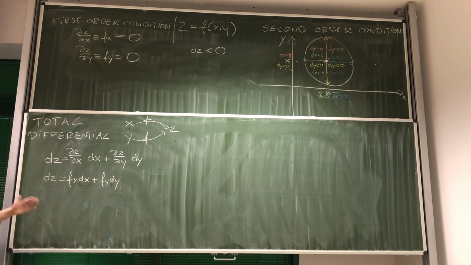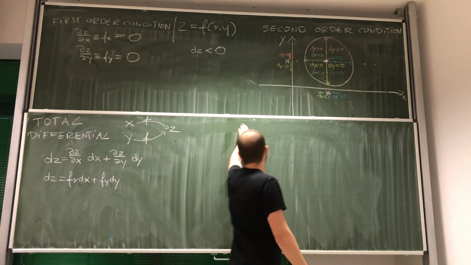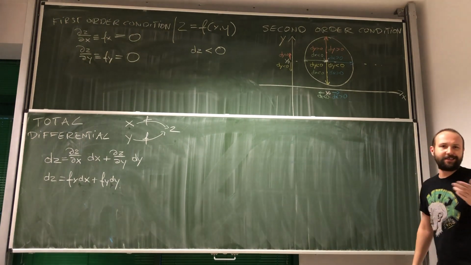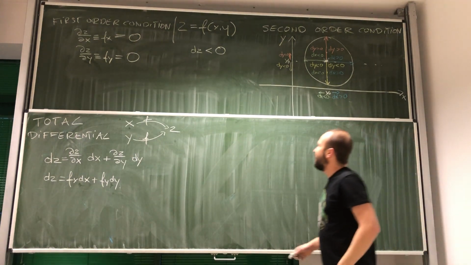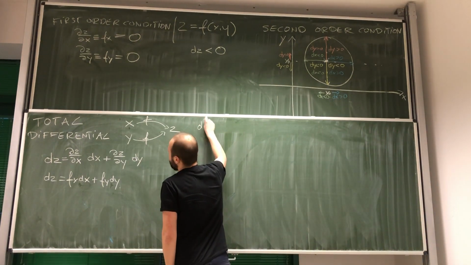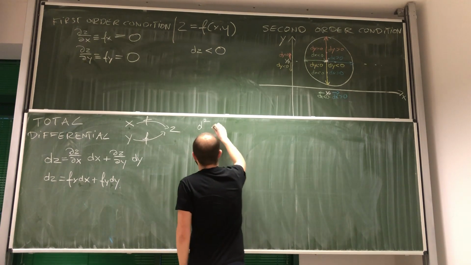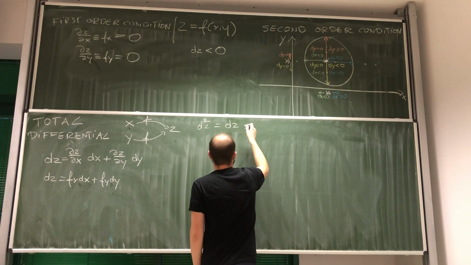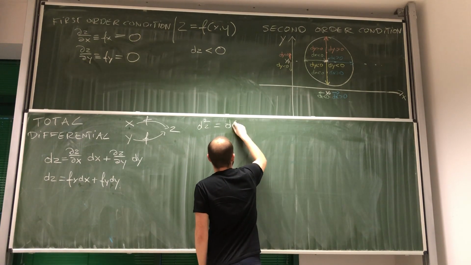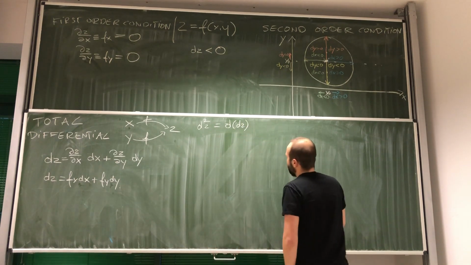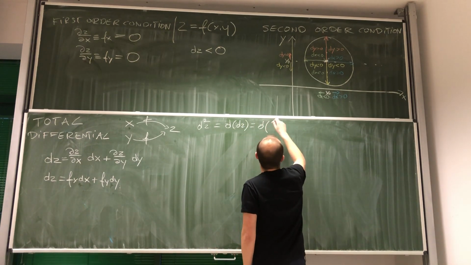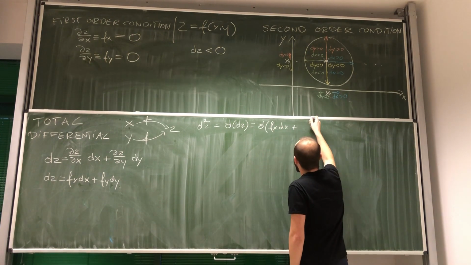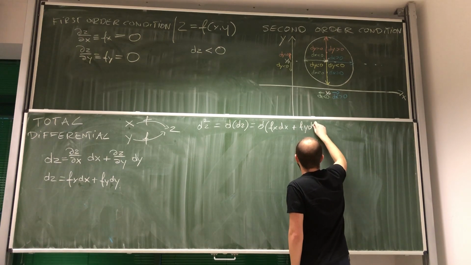And look, actually, I'm not going to give you the details, I'm going to give you the gist. But it's going to happen just like in case of function of one variable through second differential. Second differential is, of course, a differential of the first differential. So this is a differential of fx dx plus fy dy.